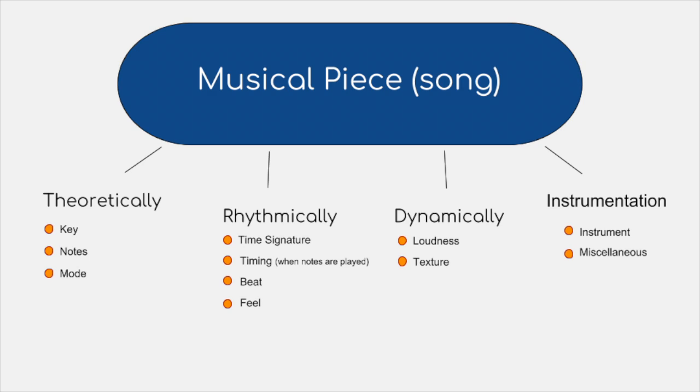So I have a song or a musical piece, and I have 4 subdivisions under the song, what I think makes up a song. Theoretically, you have the key, you have the notes, are you modulating, are you using any modes, stuff like that. What notes are you using, what chords are you using, stuff like that. Rhythmically, so the time signature, are you in 4/4, are you in 6/8, are you in 5, are you in 7? Those are all choices you have to make.